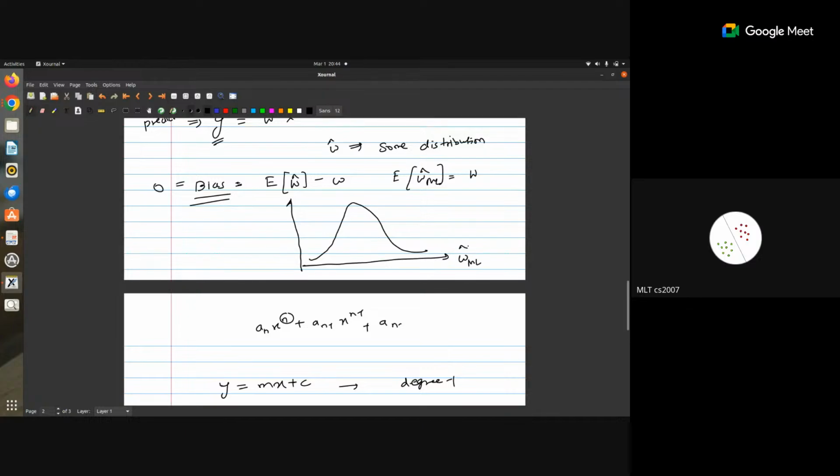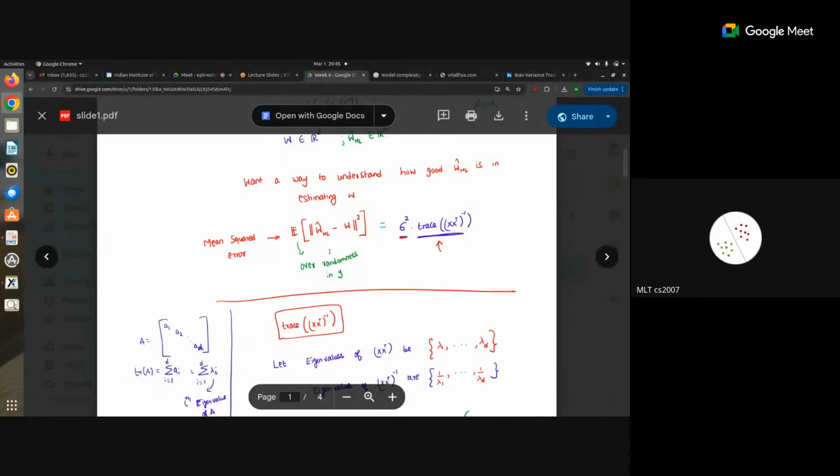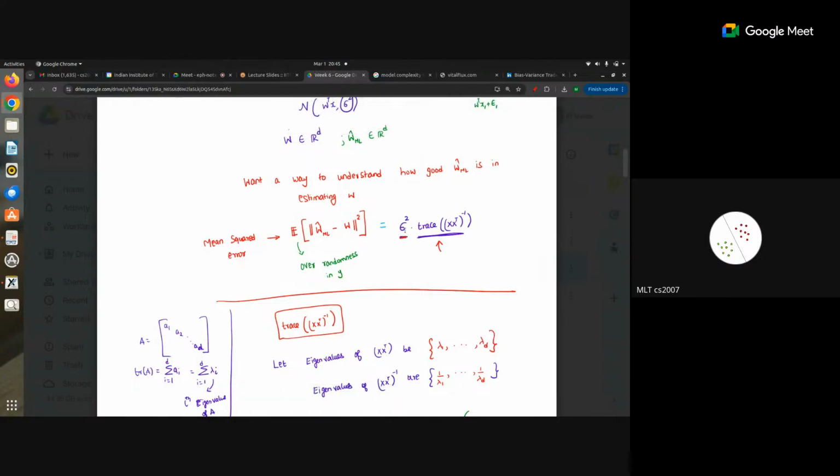What is W hat ML? We are saying that if this value is equal to the true W, how much is it deviating from W? So when will this be a good estimator for W hat ML? When your variance is the lowest. If your variance is getting lesser and lesser, your estimator values will be very close to the actual values of W, right? So now we have got that it depends on what?